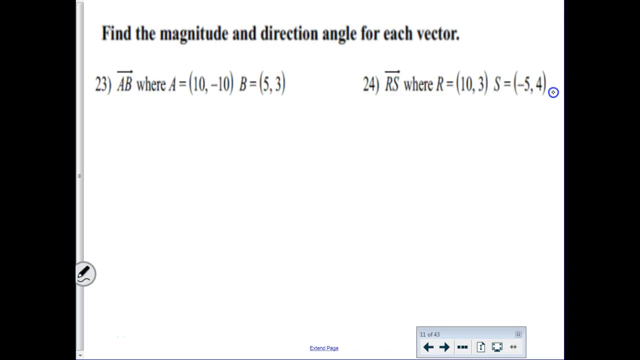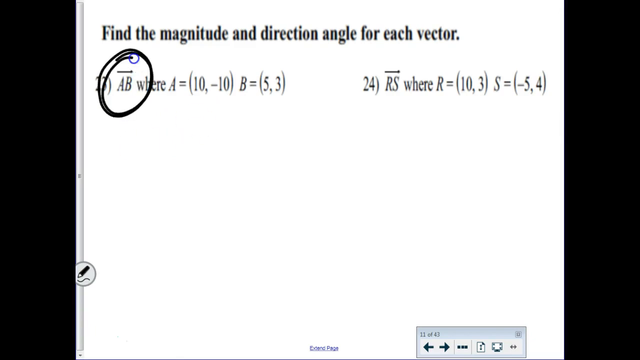So more of that. Now I want you to find the magnitude and also the direction angle. So if you wanted to graph this, you could. Let me just take a peek at your test for a moment. Yeah. We're going to do this one.